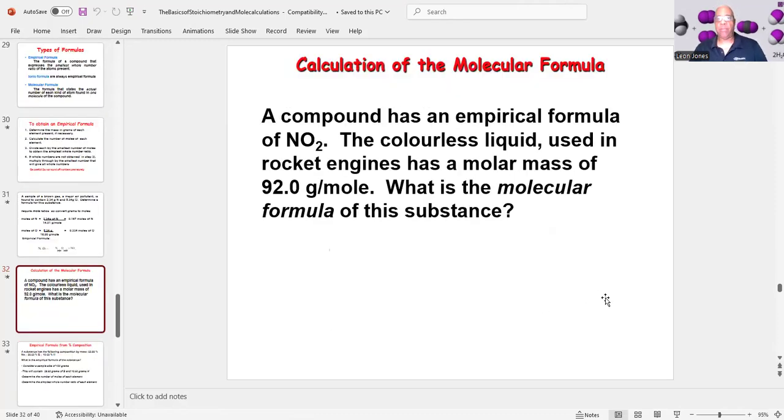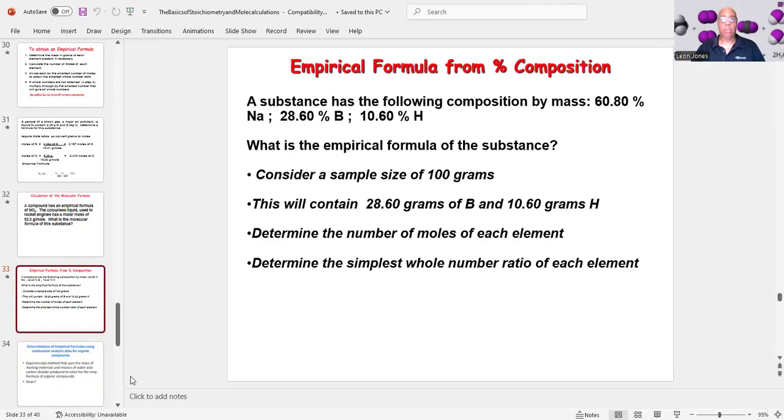A compound has an empirical formula of NO2. Nitric oxide, the colorless liquid used in rocket engines, has a molar mass of 92 grams per mole. What is the molecular formula for this substance? Now, what are we looking for? Grams per mole. So what we're going to be doing is we're going to go the other way. So let's see what we can do here.